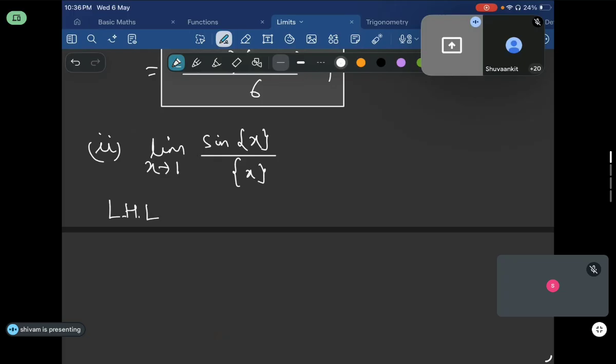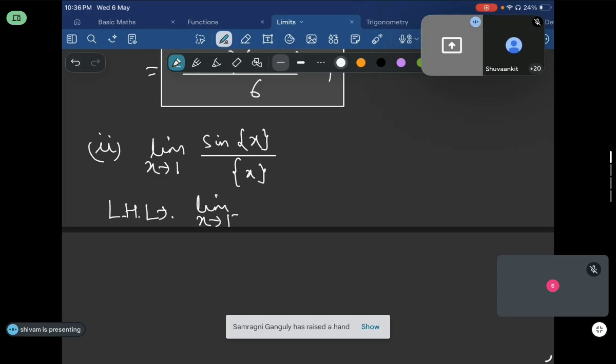Everyone, what is LHL? LHL will be limit x tends to 1 minus. Can anyone tell me the definition of fractional part of x when x is tending to 1 minus? Raise your hand. Tell me what we will get as the expression in place of fractional part of x. Yes, Samragni, tell me. x minus box x. That is the whole definition. I'm just asking what will be the branch when x is tending to 1 minus? What will be the equation?